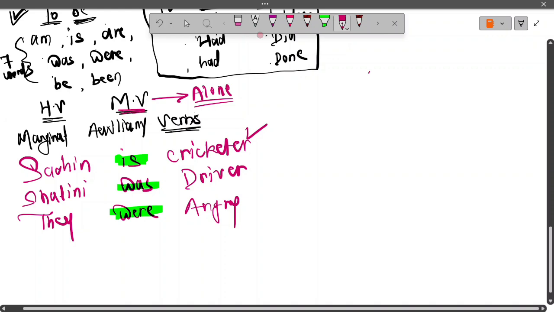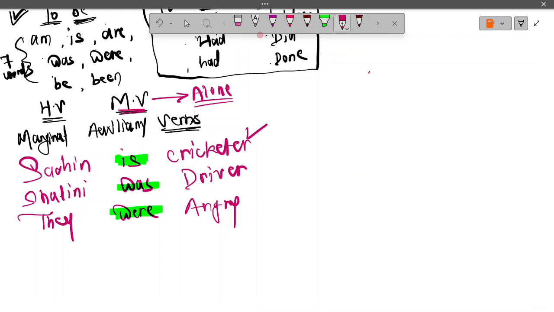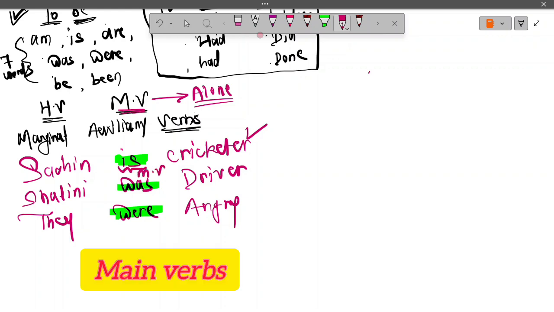And whether it has 3 forms? Can we say like that? Cricketer. No, it's not possible. And obviously it's not a verb. And neither the driver nor angry. Okay. So these words is, was, were, they are coming alone into the sentence. Okay. And that's why they are known as what? The main verb. This is the main verb into the sentence.